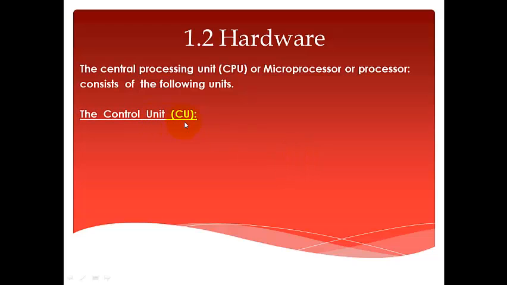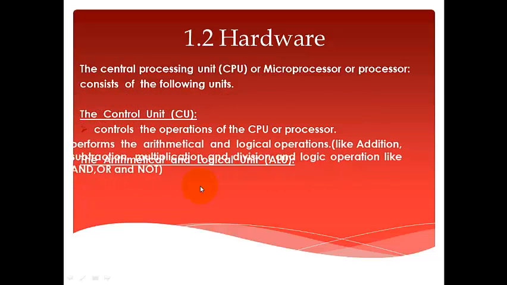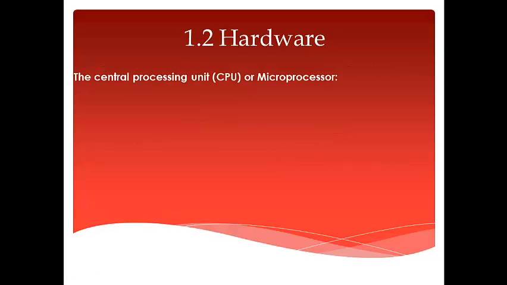First one is the control unit. The control unit controls the operation of the CPU or processor. The control unit will control the execution and the speed of the processor. And next we have the arithmetic and logic unit. This arithmetic and logic unit performs all arithmetic and logic operations like addition, subtraction, whatever task, and the task will be carried out only in the arithmetic and logic unit.